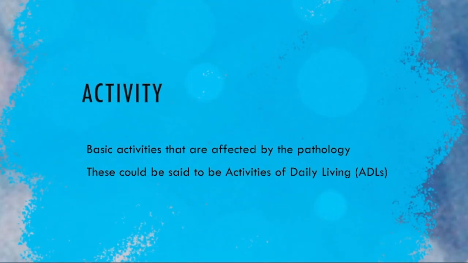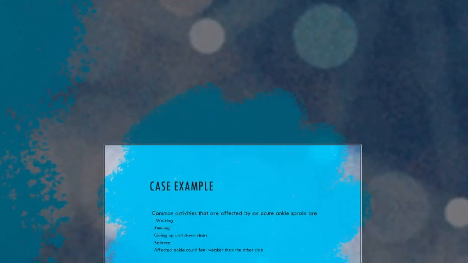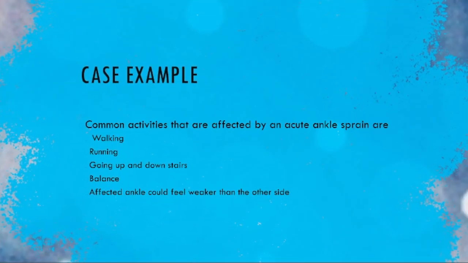The next level is activity. Activities are basic activities affected by the pathology. These can also be activities of daily living. Case examples are walking, running, going up and down stairs, balance. The affected ankle can feel weaker than the other side.